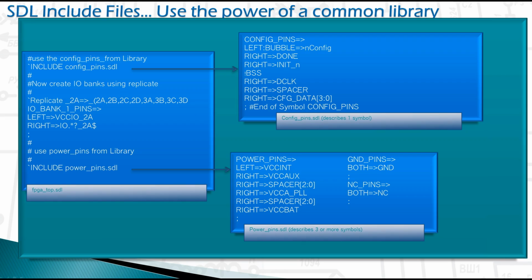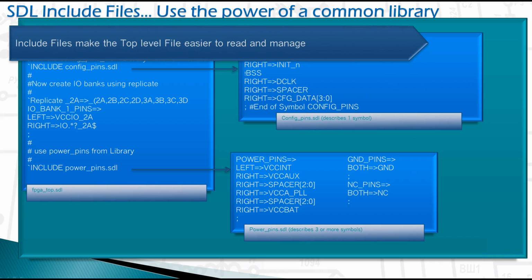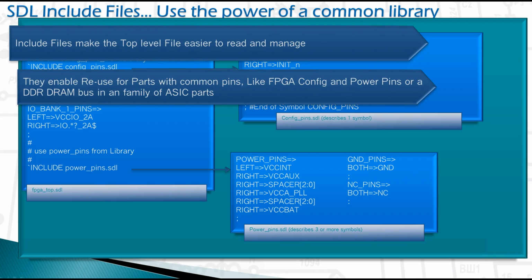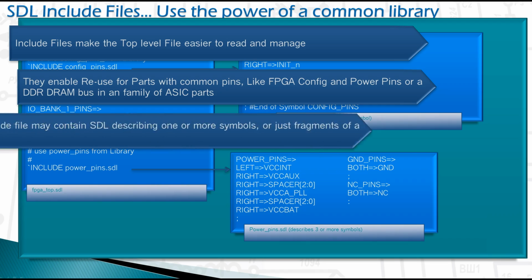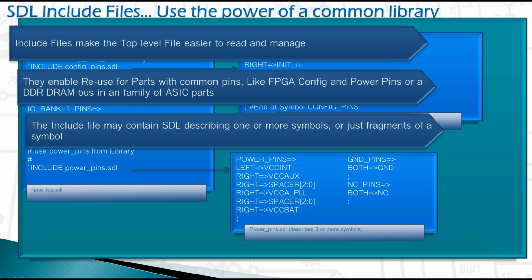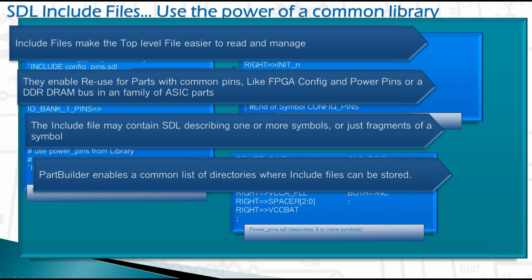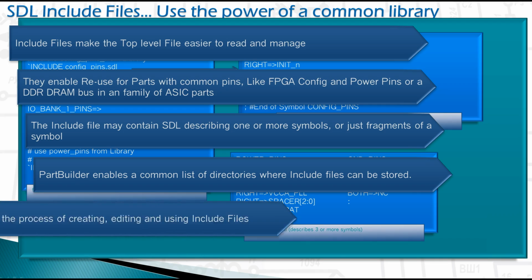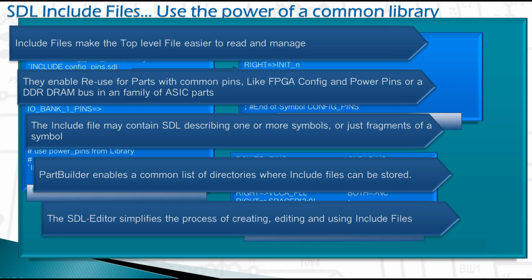In conclusion, the new SDL include file capability makes building symbols even more efficient. Include files make the top-level SDL file easier to read. They enable reuse for parts with common pin definitions like FPGAs and ASICs. Include files may contain one or more symbols or just fragments of valid SDL. PartBuilder can be configured to search a list of directories for the include files. And finally, new features in the SDL-Editor simplify the process of creating, editing, and managing the include files.